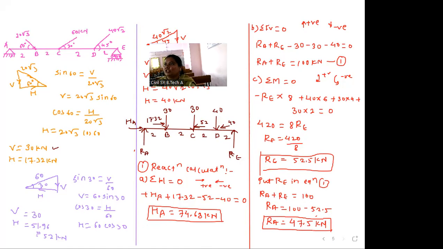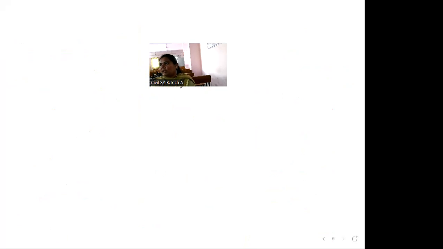After that we will calculate shear force and bending moment. Now I will take a new slide. First I will draw the figure and then we will calculate shear force and bending moment. Suppose this is the AE beam. This is the AE beam, here A point, here E point.